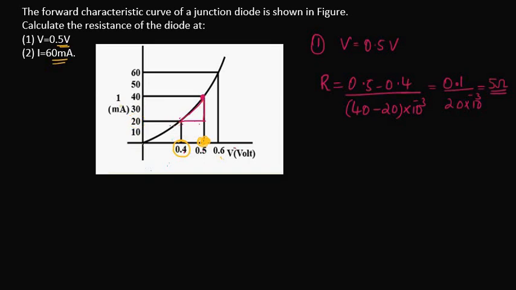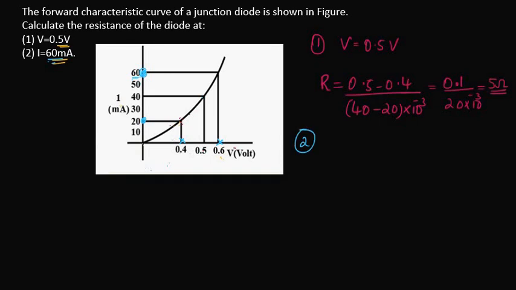Now for the second part, we need to find the resistance when the current is 60 milliampere. So if you see in the graph, this is a point where the current is 60 milliampere. So again you can find two intervals. If I take these two points, like 60 and 20, the corresponding voltage values are 0.4 volt and 0.6 volt respectively.